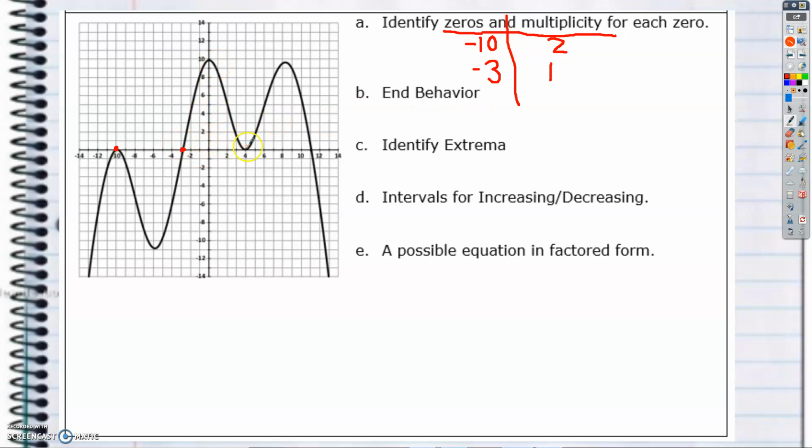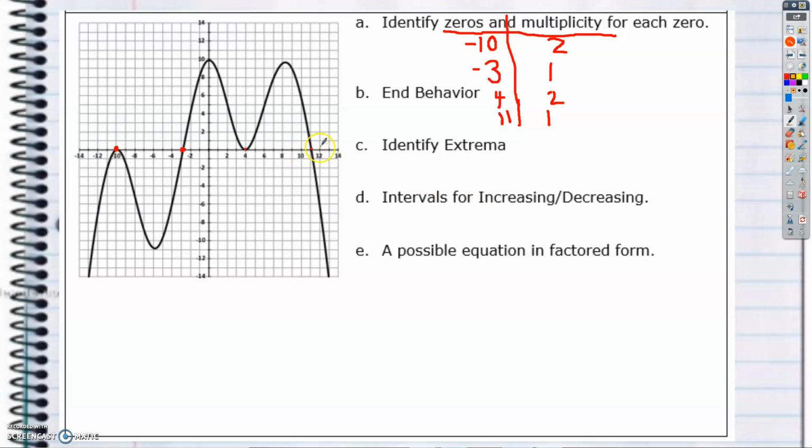Then I'm going to go to my next x-intercept, which is right here, positive 4. And since it bounces off, that means that my multiplicity is a 2. And then the last one is right here at positive 11. And since it just goes through the x-axis, my multiplicity is a positive 1. Okay.